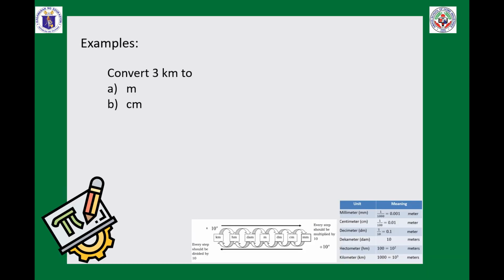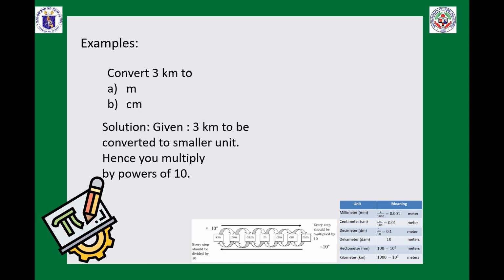Examples. Convert 3 kilometers to meters and then centimeters. So for our solution, given 3 kilometers to be converted to a smaller unit, hence you multiply by powers of 10, because our given is the biggest unit of measure for length.